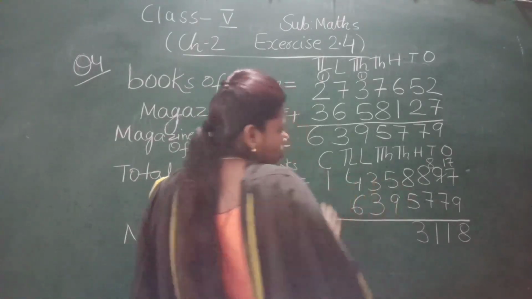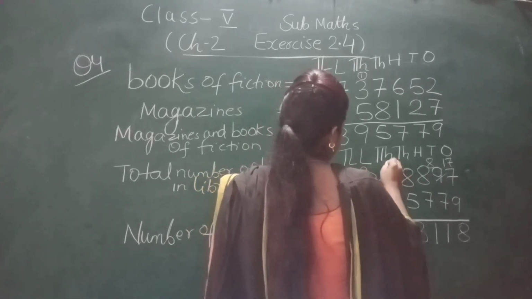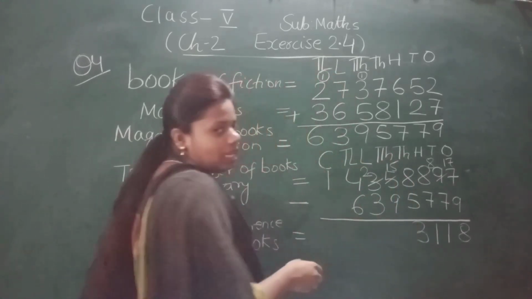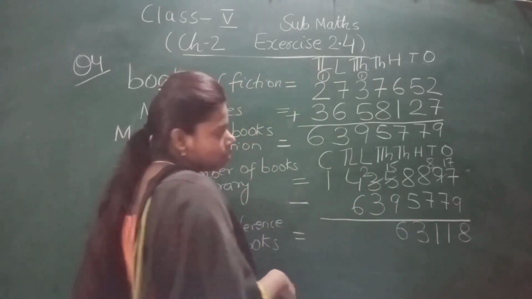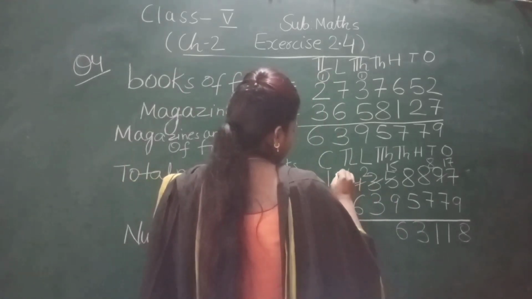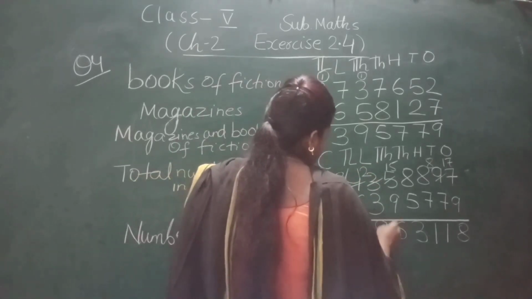From 5 we cannot subtract 9, so this 5 will take borrowing from this 3. 3 will become 2, 5 will become 15. 15 minus 9 is how much? 6. From 2 we cannot subtract 3, so this 2 will take 1 borrowing. This 4 will become 3 and 2 will become 12. 12 minus 3 is 9.